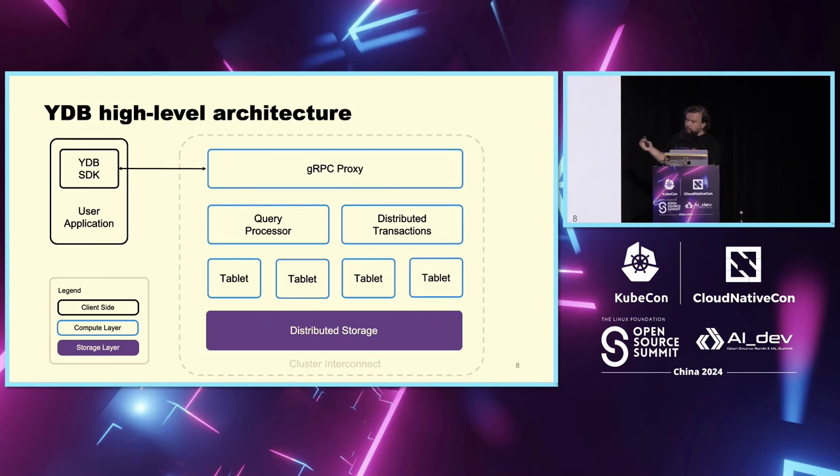So the most tricky part of this whole system is distributed storage. And as you can see, the compute layer is more or less stateless. So running the compute layer in Kubernetes is easy, but the tricky part is the storage layer, which we'll cover next.